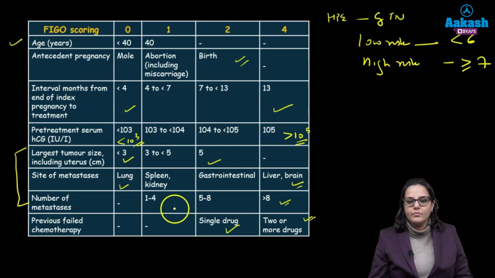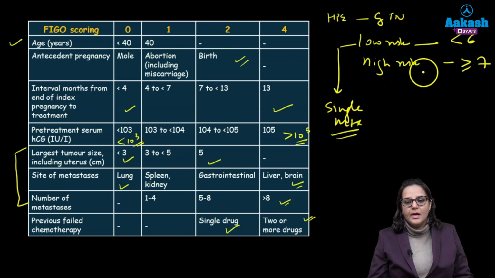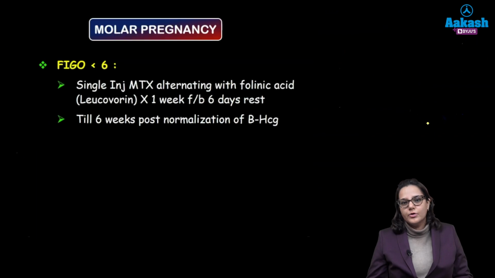Okay. Now, if the patient is low risk, what do we do? We give her single dose chemotherapy of methotrexate. Okay, single drug. And if the patient is high risk, then we give her multiple drug chemotherapy of EMACO regimen. Okay, so how are we going to give this?